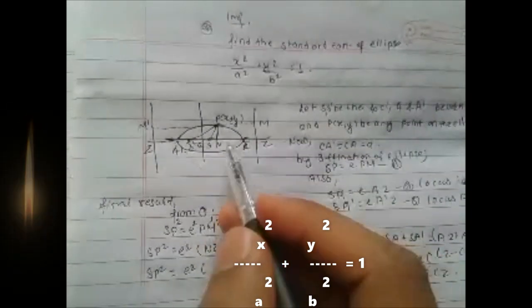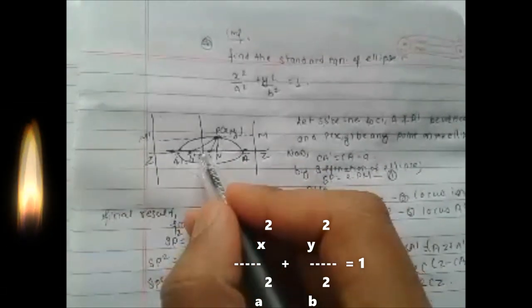Now what can we get finally? Final result from 1. From the definition of ellipse, what we have got, SP is equal to E times PM. By squaring on both sides, we get SP square is equal to E square times PM square. This is normal, so NZ is equal to PM. In this rectangle, opposite sides are equal. NZ square is equal to SP square is equal to E square NZ square. What is our NZ? Our NZ is CZ minus CN.